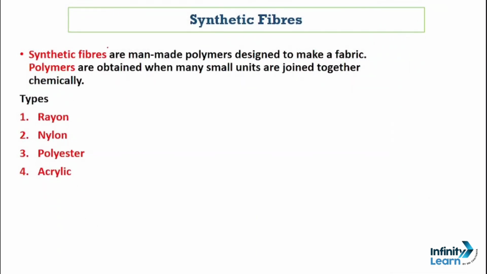Now let's move to our second topic, that is synthetic fibers. Synthetic fibers are man-made polymers. That means these are created by human beings, and these are polymers designed to make a fabric. So what are polymers? Polymers are obtained when small units are joined together chemically. So basically synthetic fibers are prepared by using many chemicals. You can see here various types of synthetic fibers are given.